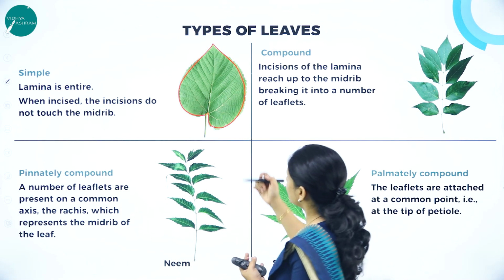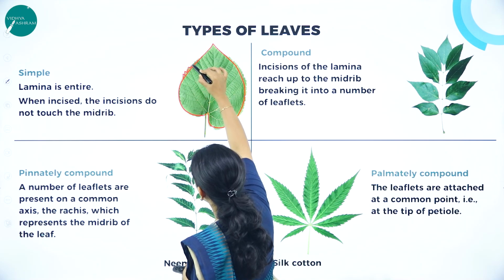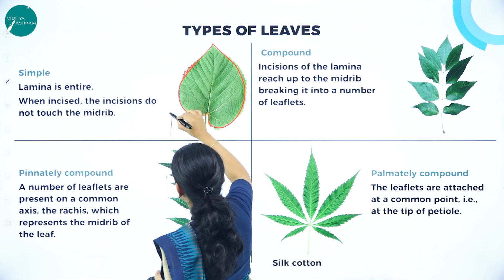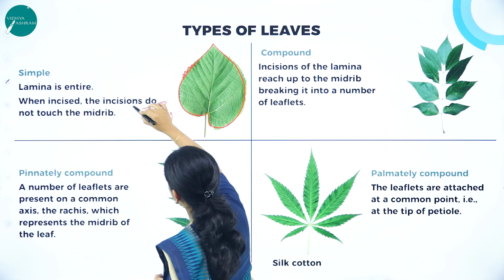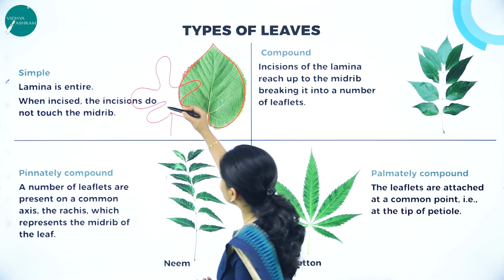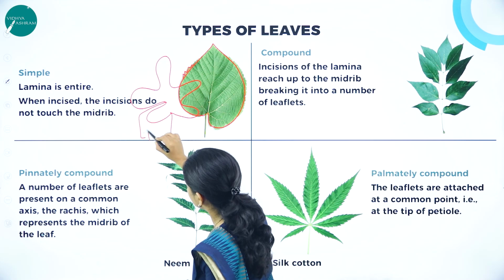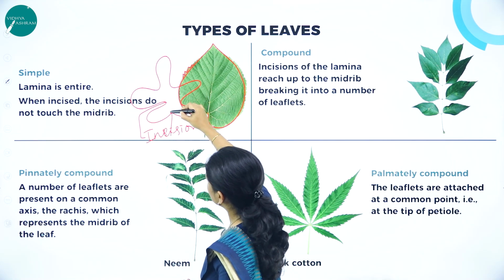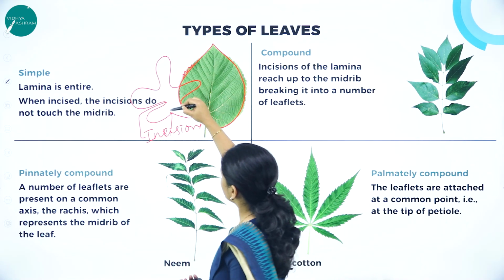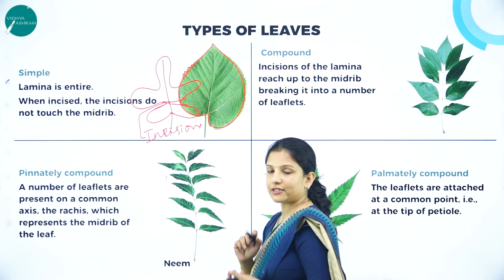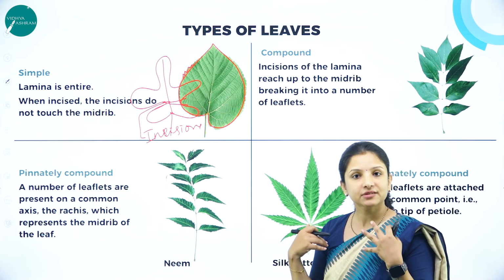Even if incisions are there, as you can see here, incisions at the end, they will not touch the midrib. Let me draw one more with incisions. Say, for example, it will have incisions like this. Now this is also an entire leaf. Why? Because these incisions, the grooves that you can see, will not touch the midrib. If they had touched the midrib like this, they would form a leaflet. So that is the difference. Therefore, some leaves can have incisions.